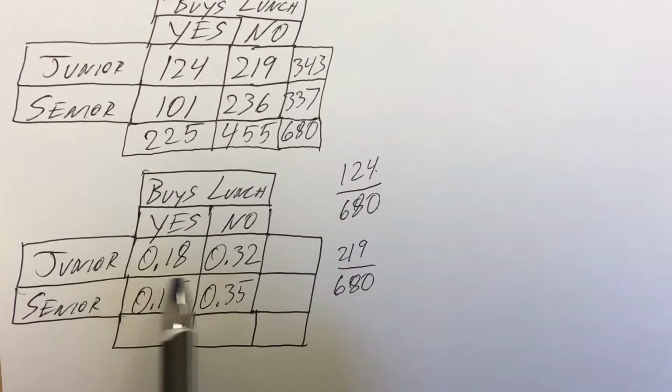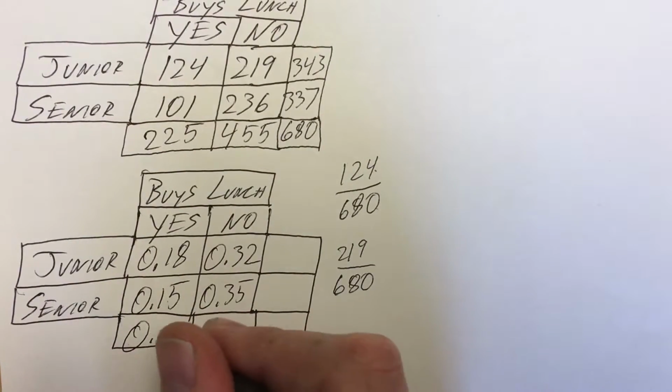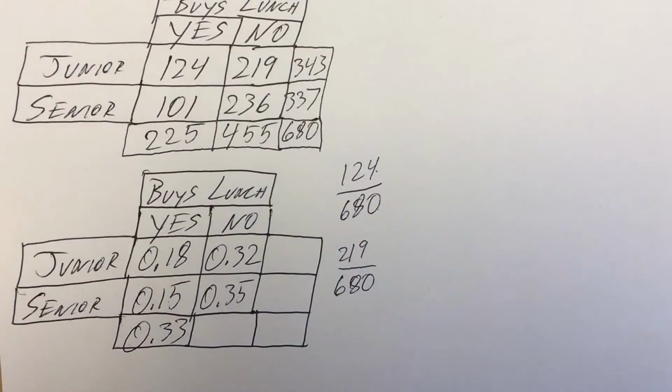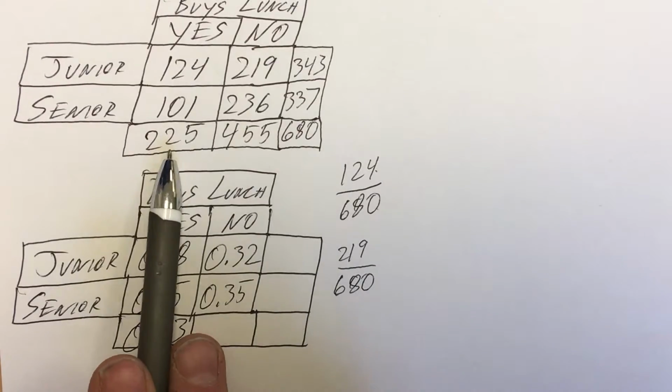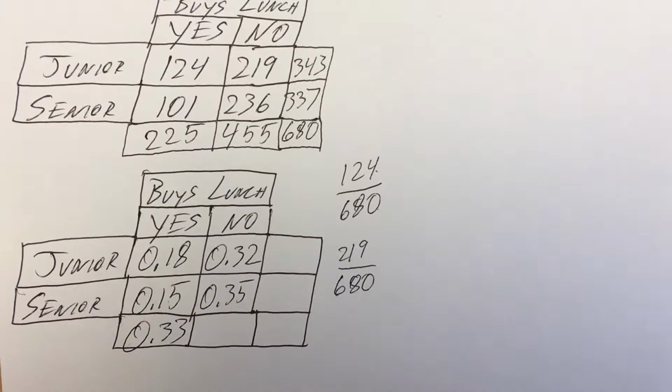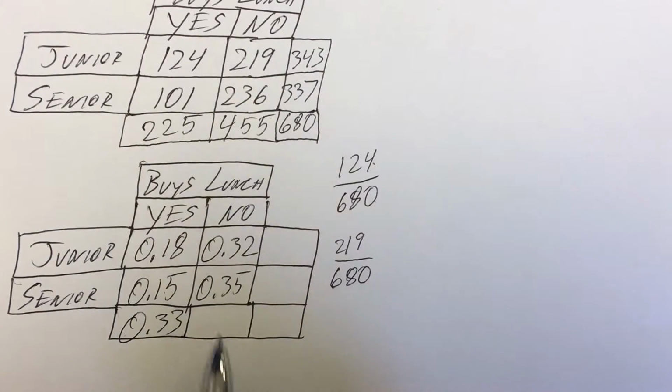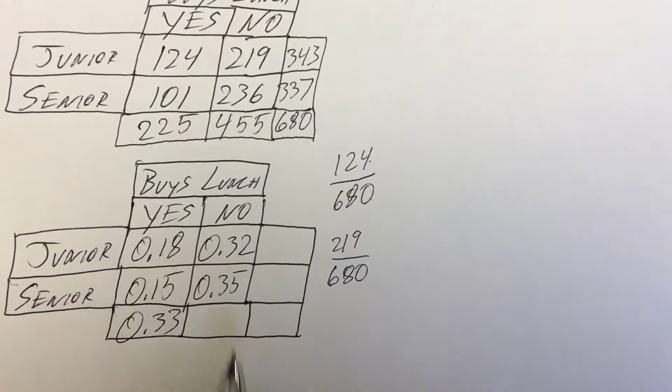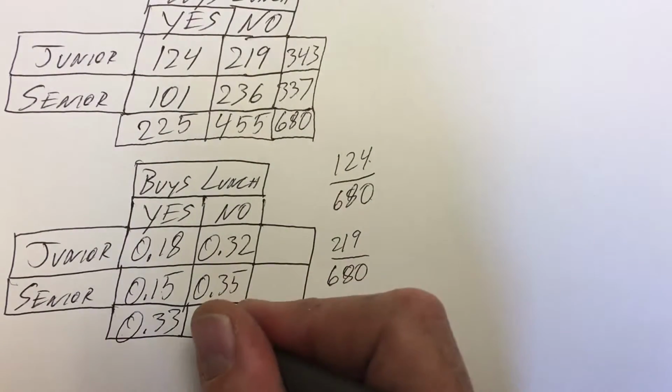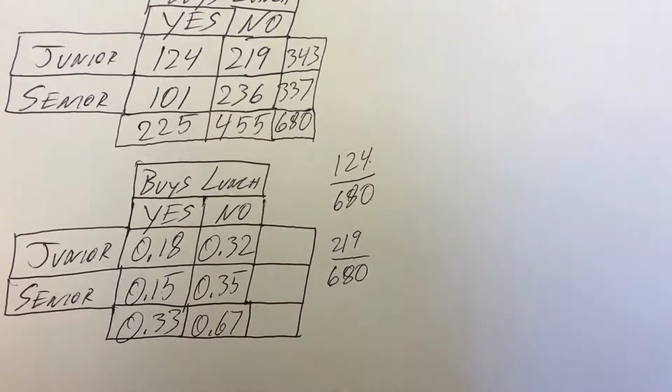For example, 0.18 plus 0.15 would be 0.33, which would be the same as 225 divided by 680. If we add the no's for buying lunch at school, 0.32 plus 0.35, that would be 0.67.